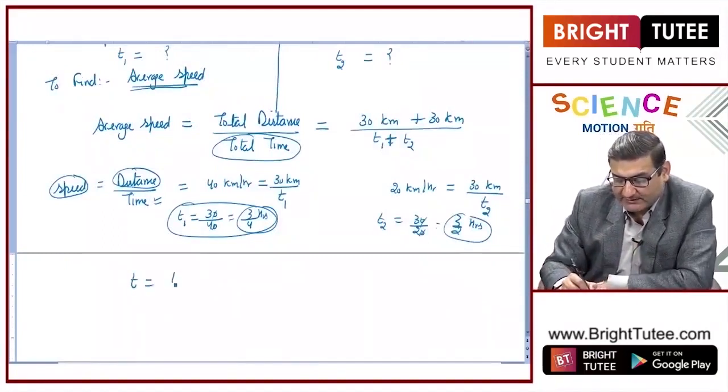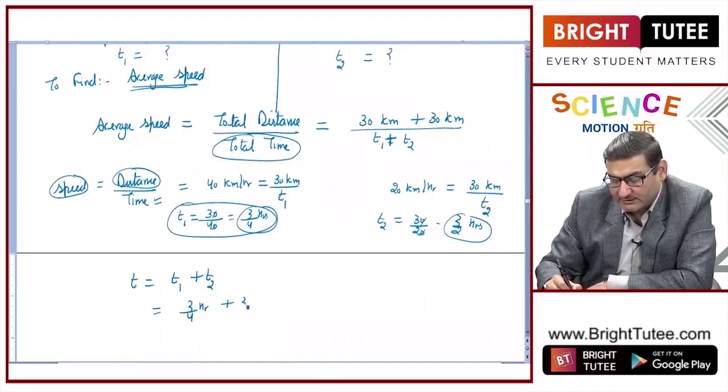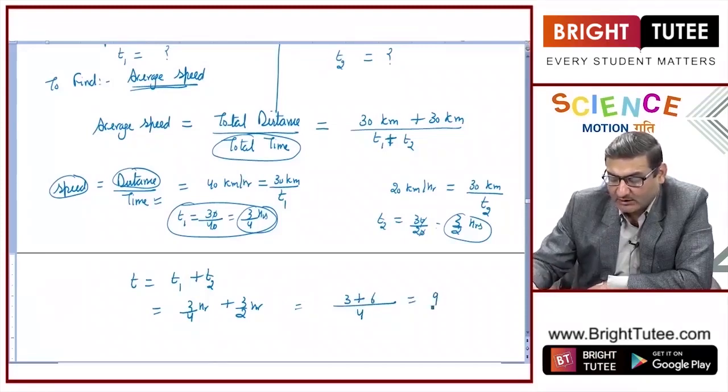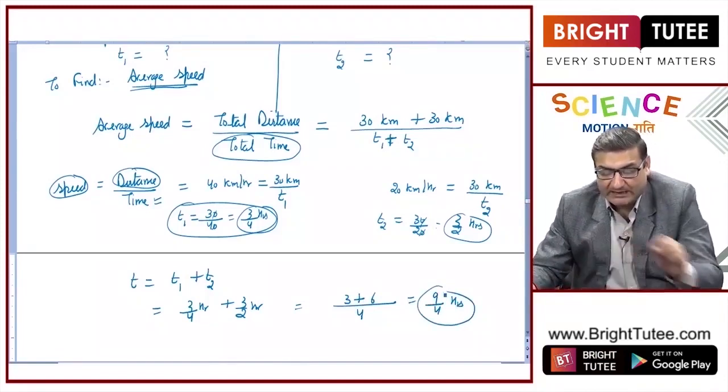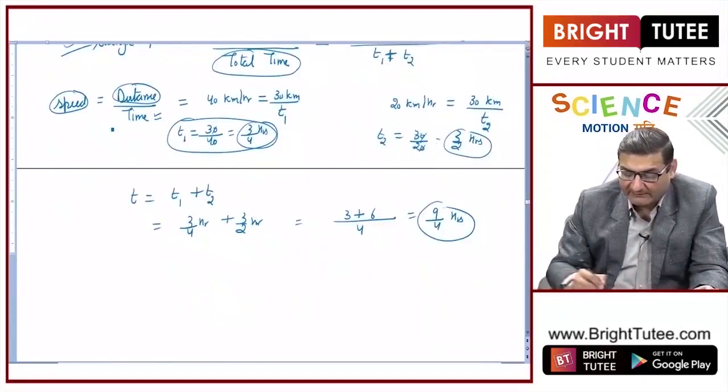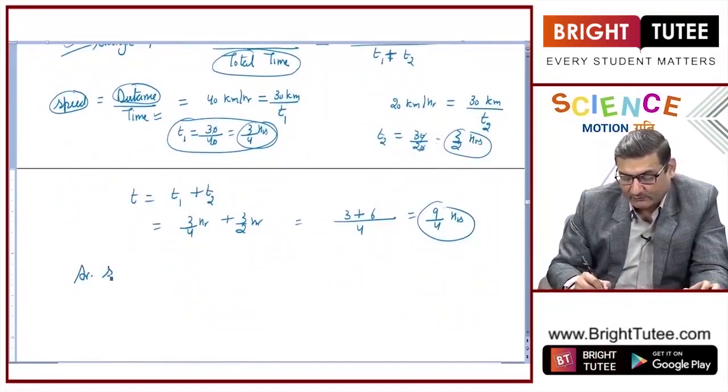The total time is equal to T1 plus T2. It comes out to be 3/4 hours plus 3/2 hours. Taking the LCM to be 4, it comes out to be 3 plus 3 into 2 is 6, so 9/4 hours. Now, putting this value in the formula of average speed, I can calculate it.